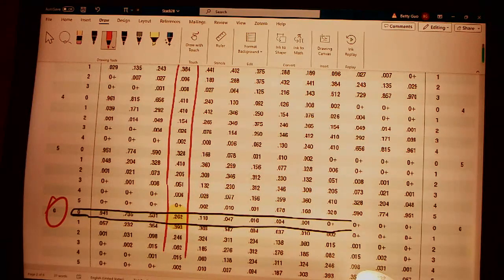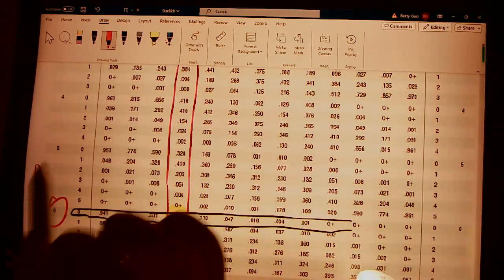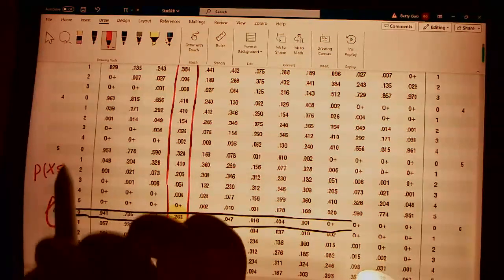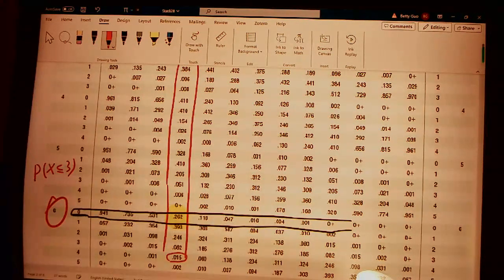X equals 4, exactly. 0.015. Exactly, awesome. So that's how we use the table, right? What if I want you to find the probability that x is less than or equal to 3? Not always equal. It could be an inequality symbol.